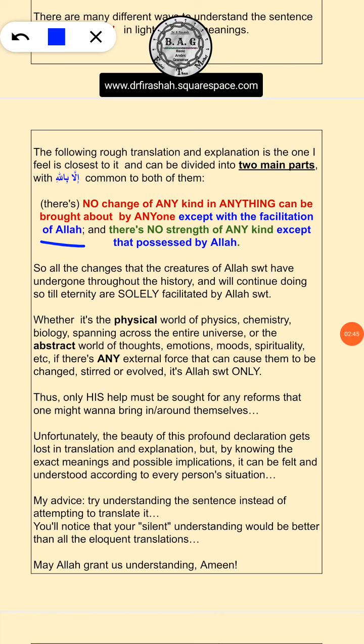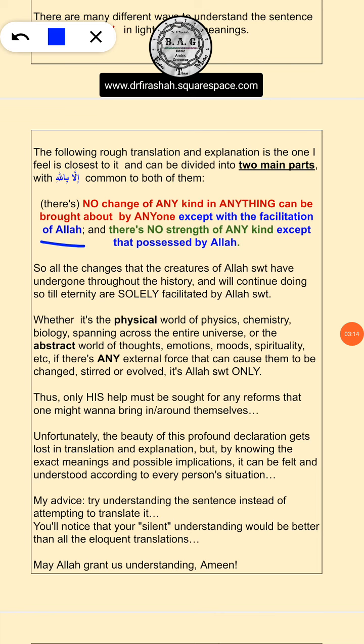So, la hawla illa billahi. If you want to bring about some change in your life, in your thinking, in your thought processes, in your intelligence, in your work, in your spirituality, in anything, then there is no power that exists that can give you that change except for Allah.